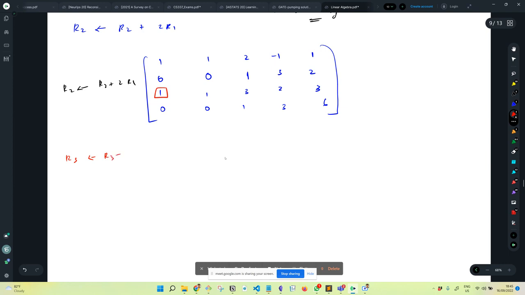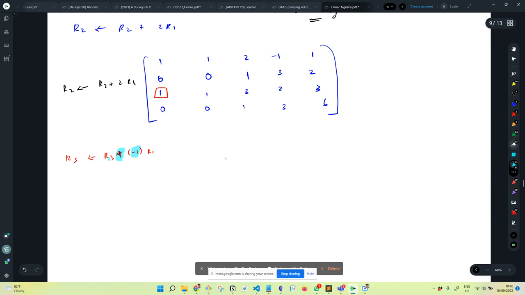Yeah, R3 equals R3 minus R1. To stick to this notation, I can write R3 equals R3 plus minus 1 times R1. I always want the equation to be in this form: Ri equals Ri plus some alpha times Rj. So here alpha equals minus 1.